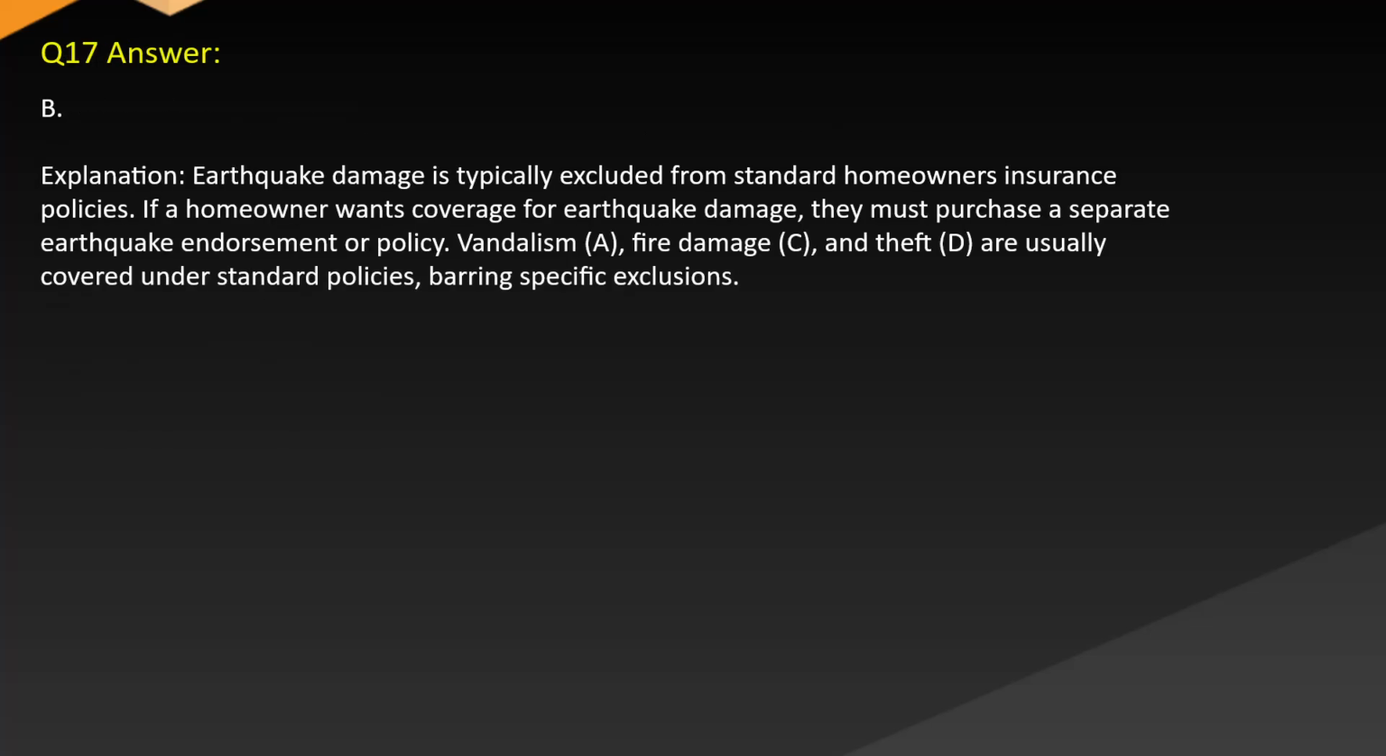Answer B. Explanation. Earthquake damage is typically excluded from standard homeowners insurance policies. If a homeowner wants coverage for earthquake damage, they must purchase a separate earthquake endorsement or policy. Vandalism A, fire damage C, and theft D are usually covered under standard policies, barring specific exclusions.